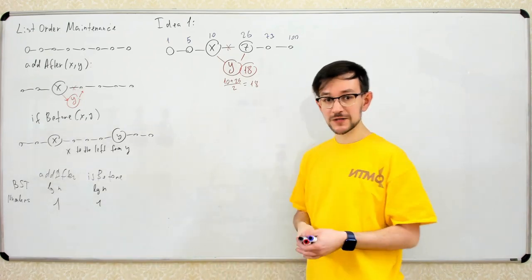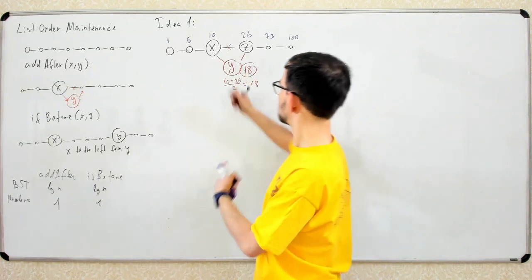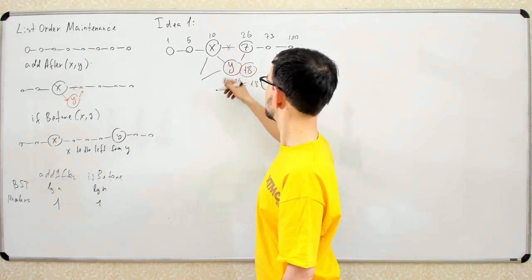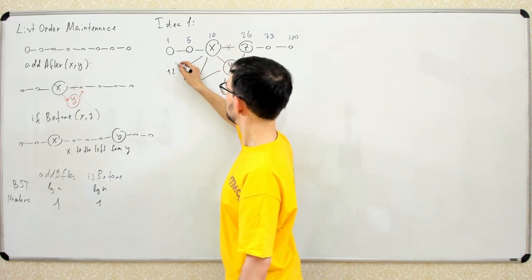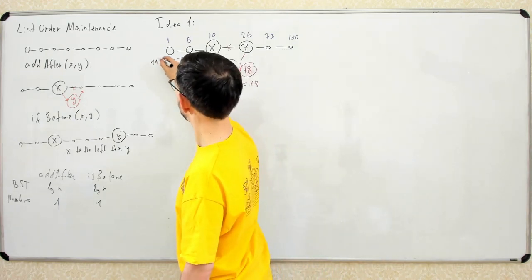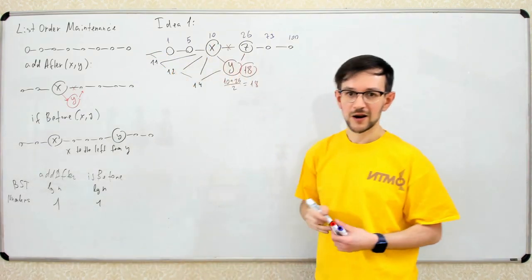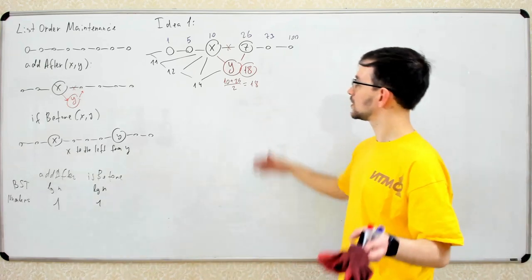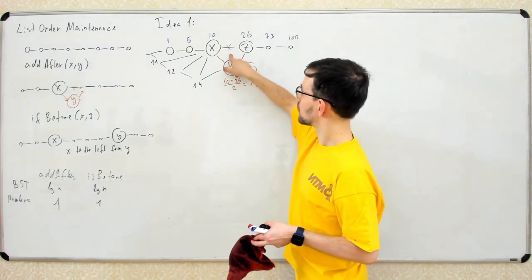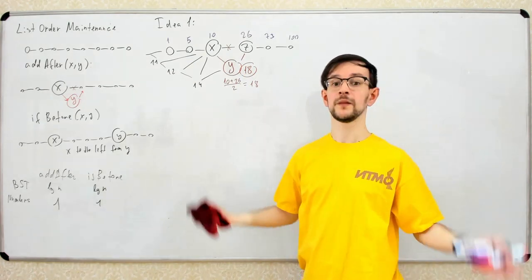Yes, the problem is that we will run out of integers. So at some point we add 18 here. When we add some element between them, we put 14 here. When again we add an element, we put 12 here. Again, we put some element between, 11 here. And now we need to put something between 10 and 11, and we run out of integers. That's sad. So at some point, if we add a lot of elements in the same position, we will run out of integers. That will happen.